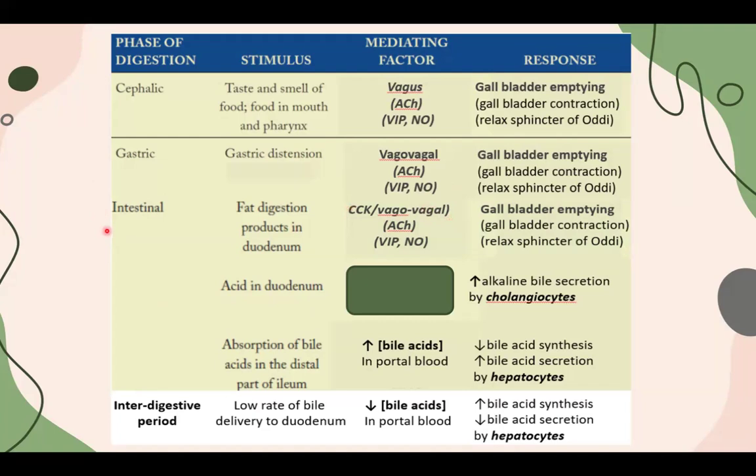Okay. Now, lastly, in the intestine, we have a stimulus that's acid in the duodenum. When it's acidic, we want to make bile more alkaline, right? So that it can neutralize the acid in the duodenum when it gets secreted. So what makes the bile more alkaline? There's a hormone that gets released that attaches to the cholangiocytes and makes the bile more alkaline. Yeah, the secretin. Okay.